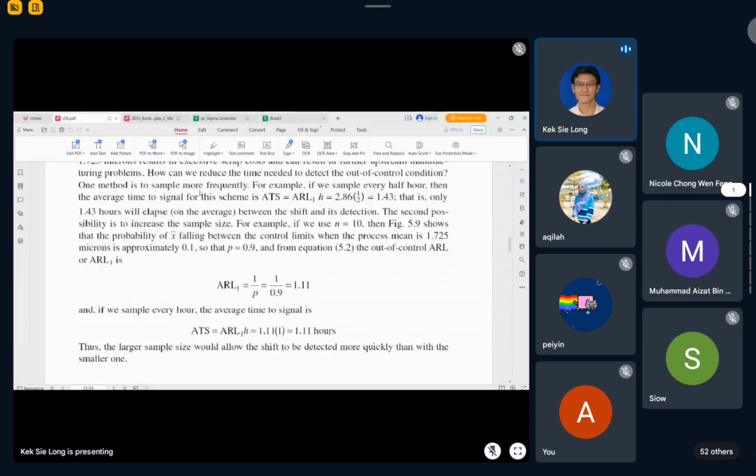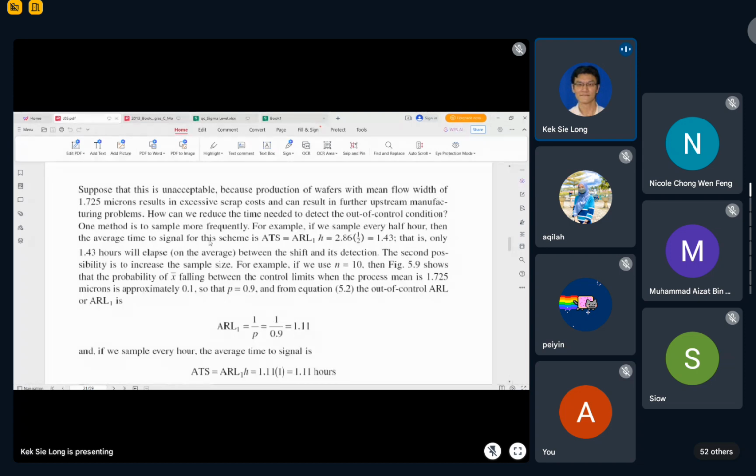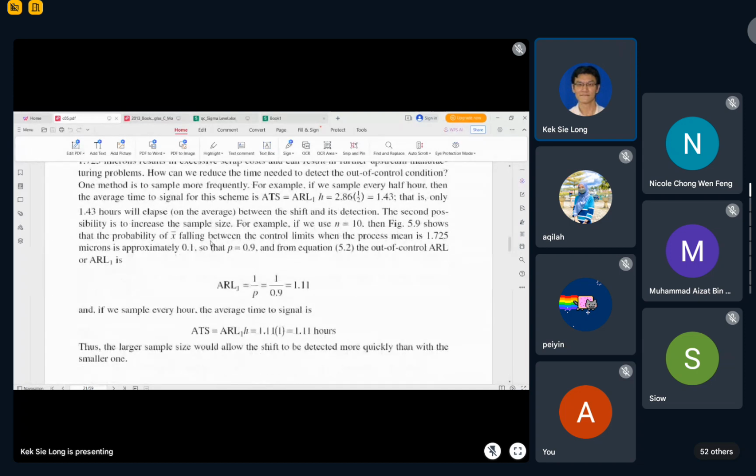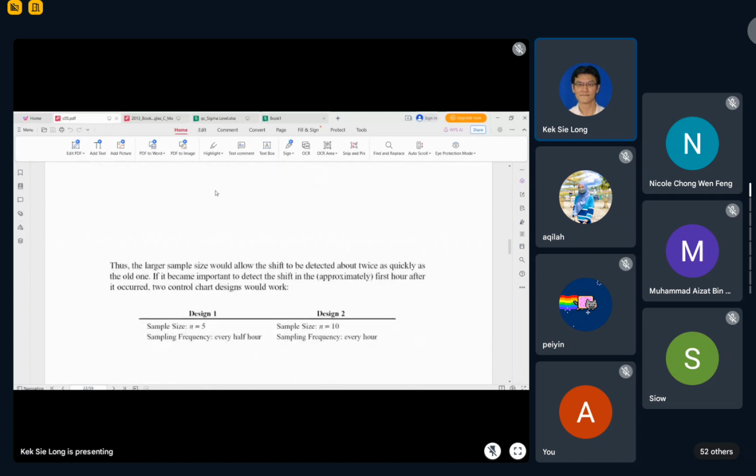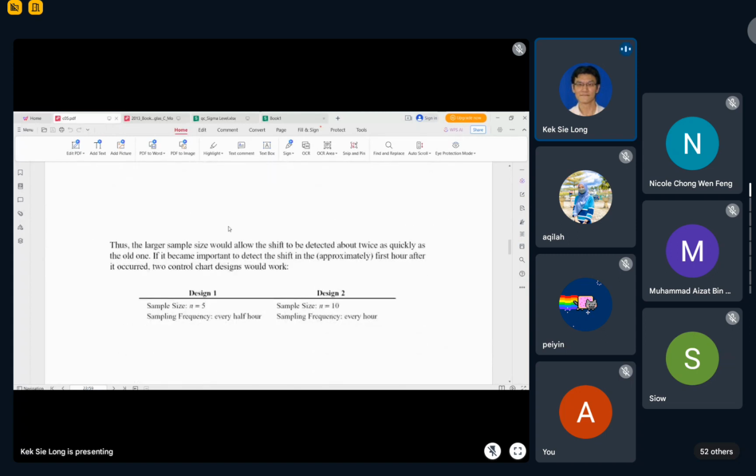So the larger sample size will allow the shift to be detected more quickly than the smaller one. So in this slide, talking about the process shift, I have mentioned two ways. You can have a read, try to understand, and you can see the comparison.